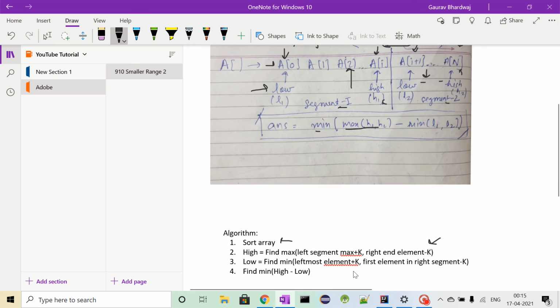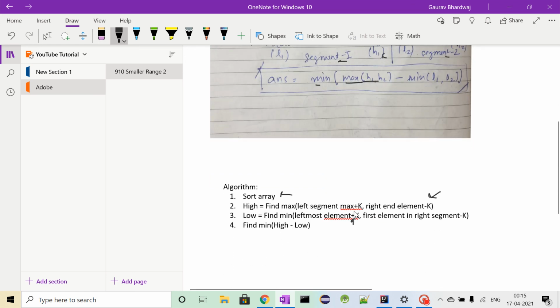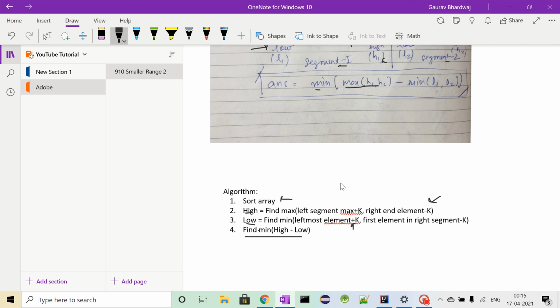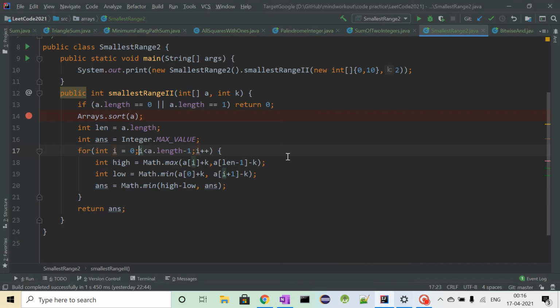We will add k because we are going to up its value, and the first element in the rightmost segment, we will be lowering its value by k. Okay, then the final output will be the minimum of high minus low. Okay, I hope it's clear. Let's move on to the code segment.